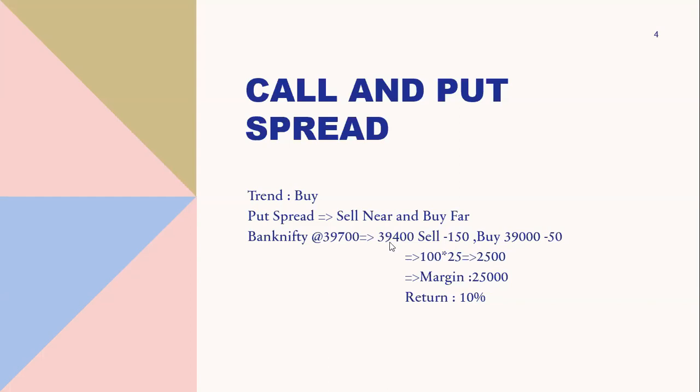So in the example, the market is trading at 39,700, so 300 strike prices below, at 39,400, I sold the put option and bought the 39,000 put option. If it is trading at 150, the other will be trading at 50 rupees. If I carry it for the whole week, the profit I am getting is 2,500 rupees for a margin of 25,000 rupees. This is absolutely a 10% return for this strategy.